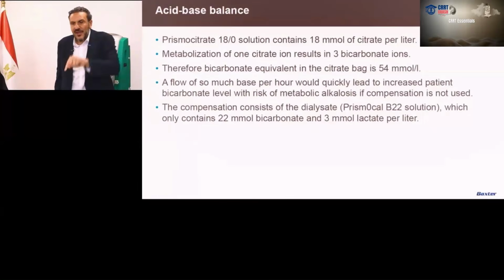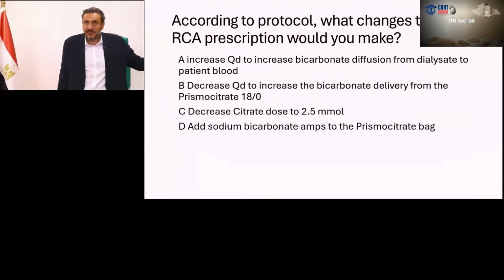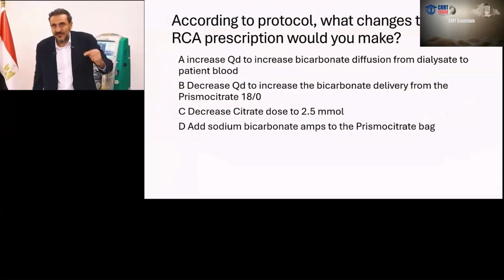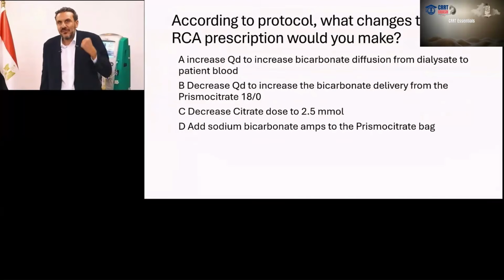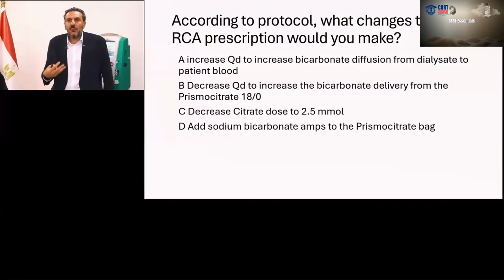Now, why is C incorrect? C is absolutely incorrect because decreasing citrate, again, will decrease the net buffer load, will decrease the bicarbonate. So going from 3 millimole to 2.5, you will end up with less bicarbonate delivery. So C is incorrect.